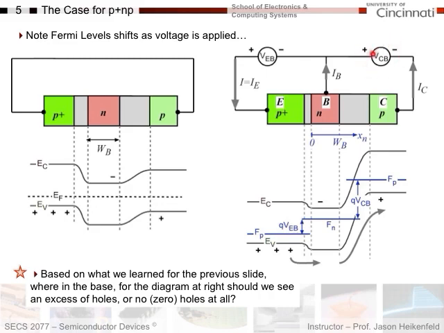And I can see that my collector base is reverse biased. Again, I have essentially positive on this side, bands down, negative on this side, bands up, and you can see that this is now shifted in this direction in terms of the Fermi levels. So, based on what we learned from the previous slide, here's a question you should be able to answer. Where in the base for the diagram at right should we see an excess of holes or no, zero holes at all? Let's think about this.